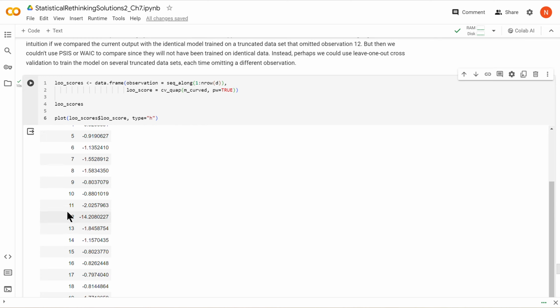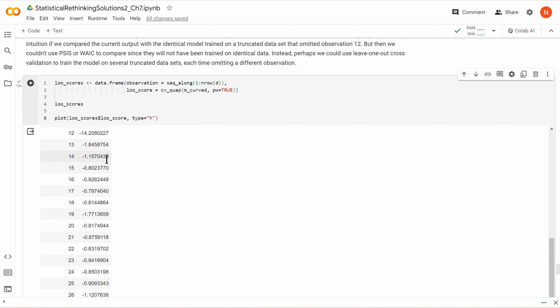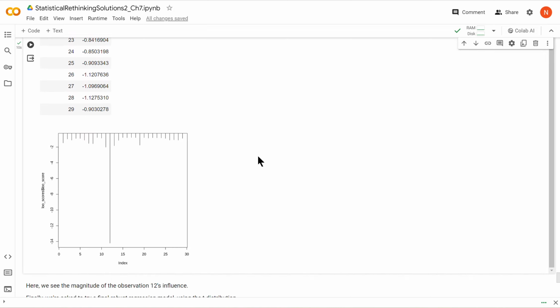When the 12th observation is dropped, what does that do to the fit of the 12th data point when we've trained the model without the 12th data point? We see a very large error here. We can look at the magnitudes of the consequence of dropping each one of these data points, and we see that number 12 has a huge magnitude.